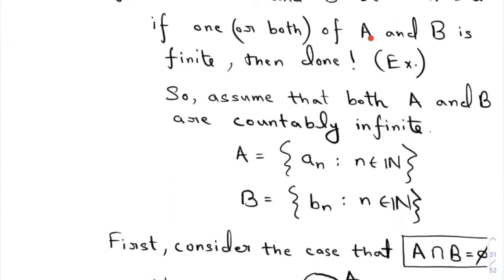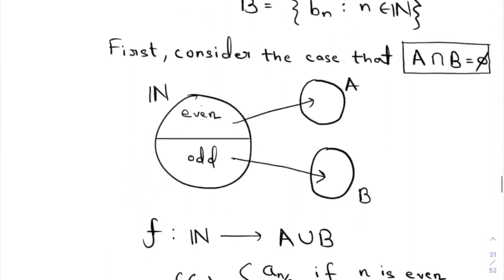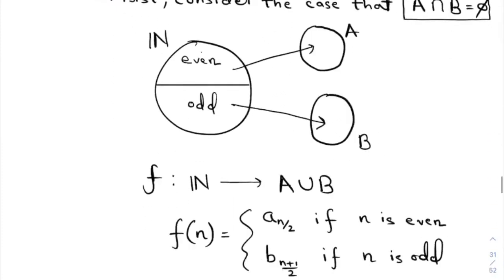So if one or both of A and B are finite, then things are really easy, straightforward. So I'm leaving that as an exercise. So the assumption is that both are countably infinite. Where is this assumption playing a role? It plays a role here because I'm assuming that the elements of B are infinite, and already I have a bijection from the set of natural numbers to B.